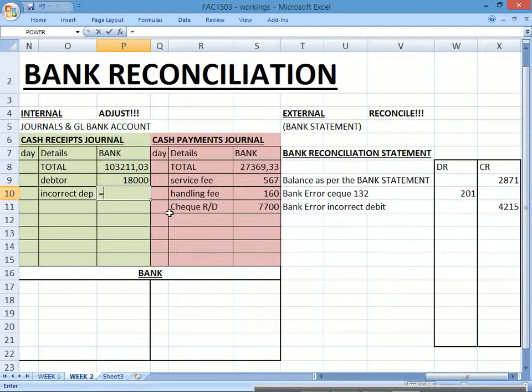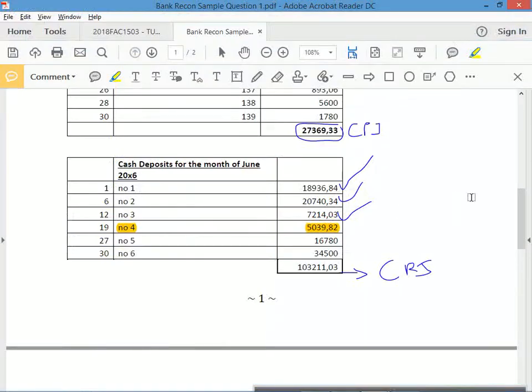So, what is the difference? Let's check. 5439.82 less 5039.82. It is 400. Okay, great. So now we know what the incorrect deposit is. Right, let's carry on. Let's go back.